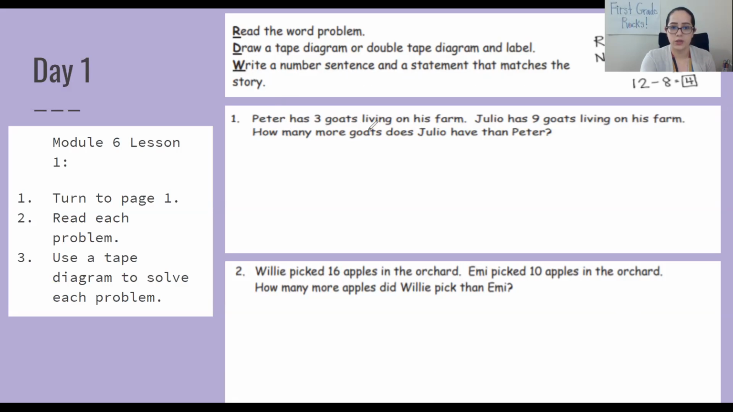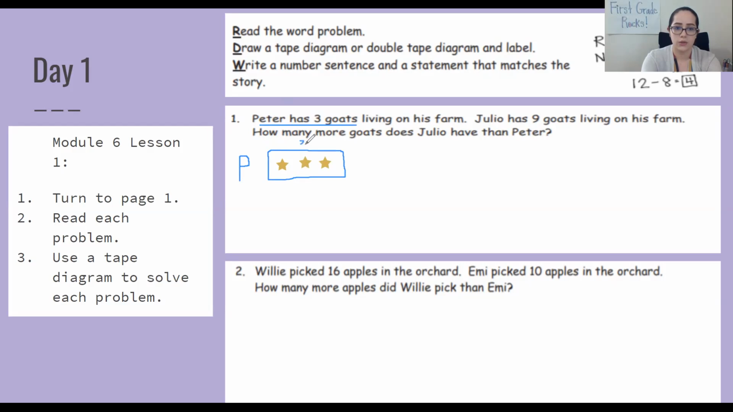Number 1, Peter has 3 goats living on his farm. Julio has 9 goats living on his farm. How many more goats does Julio have than Peter? I like to go back and read the problem again, but this time by sentence, so I can see what I can draw. So Peter has 3 goats living on his farm. I'm going to write the letter P for Peter, and I'm going to draw 3 for the 3 goats that he has. So 1, 2, 3. And we are using tape diagrams for these problems.